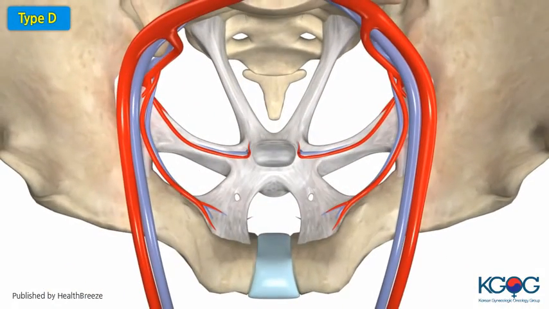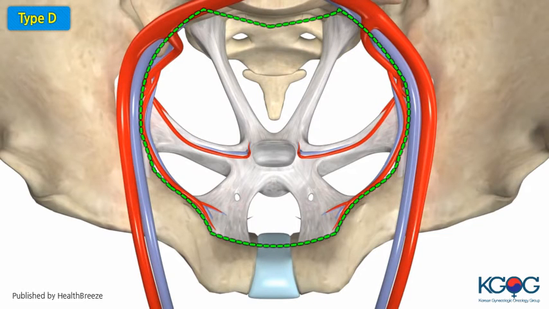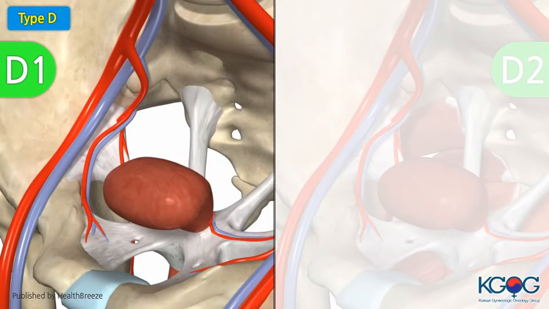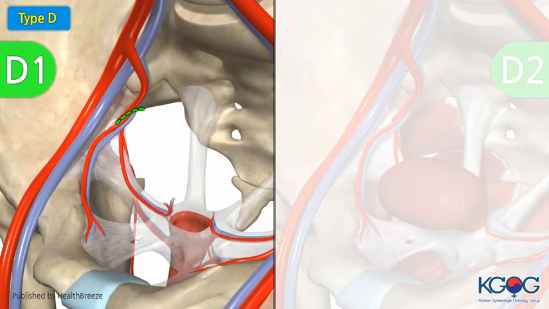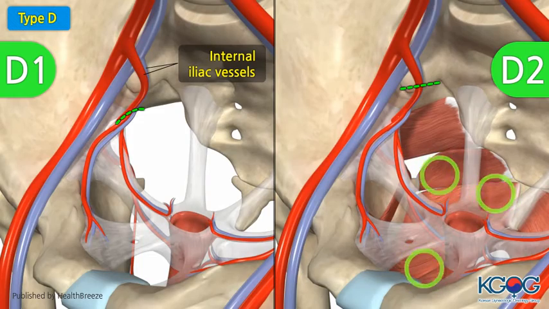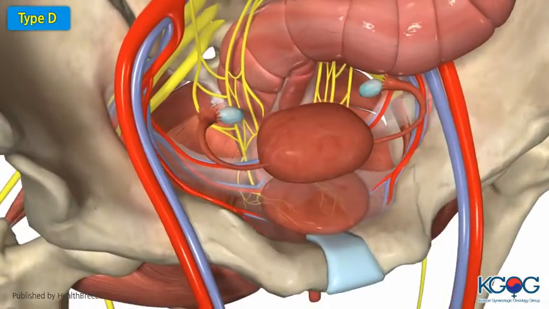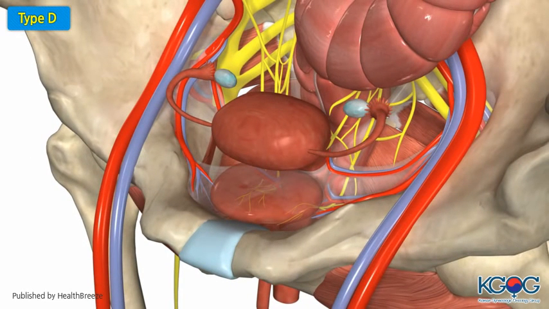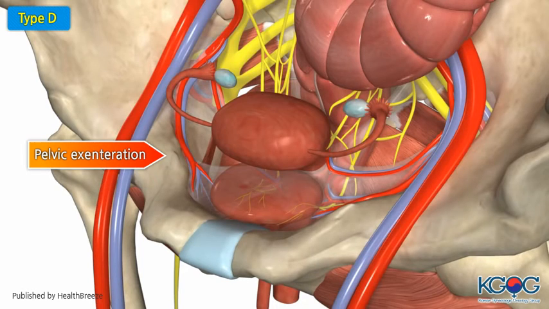Type D. The entire paracervix is resected. Type D is divided into two types. D1, resection of the entire paracervix, along with the internal iliac vessels. D2, resection of the entire paracervix, with the internal iliac vessels and adjacent fascial or muscular structure. This rare type of operation is characterized by additional ultraradical procedures, primarily indicated at the time of pelvic exenteration.